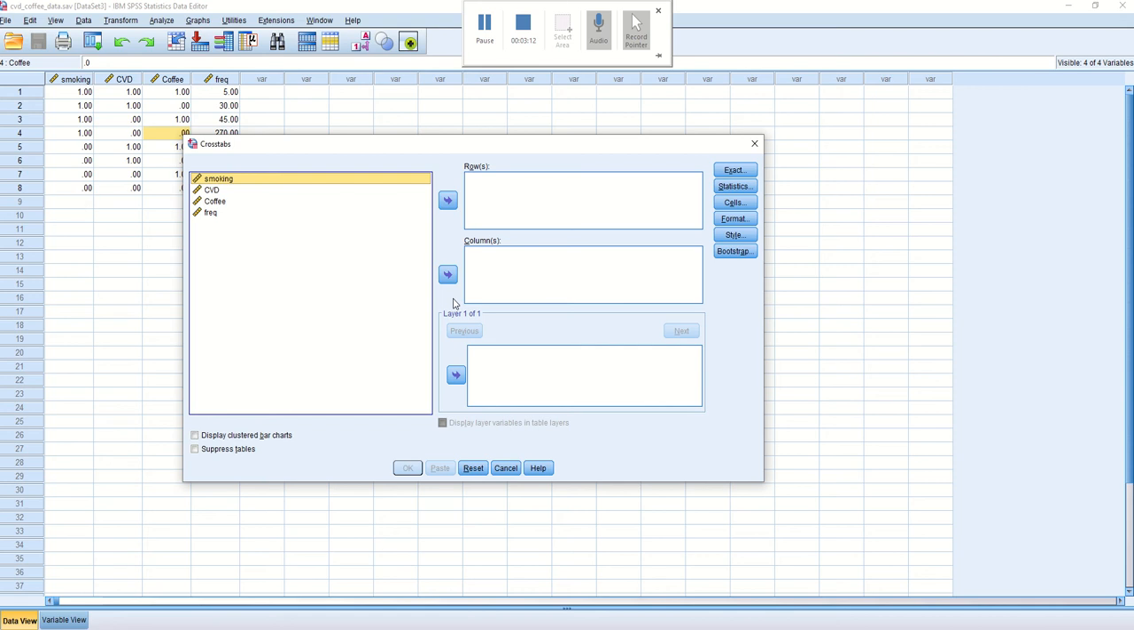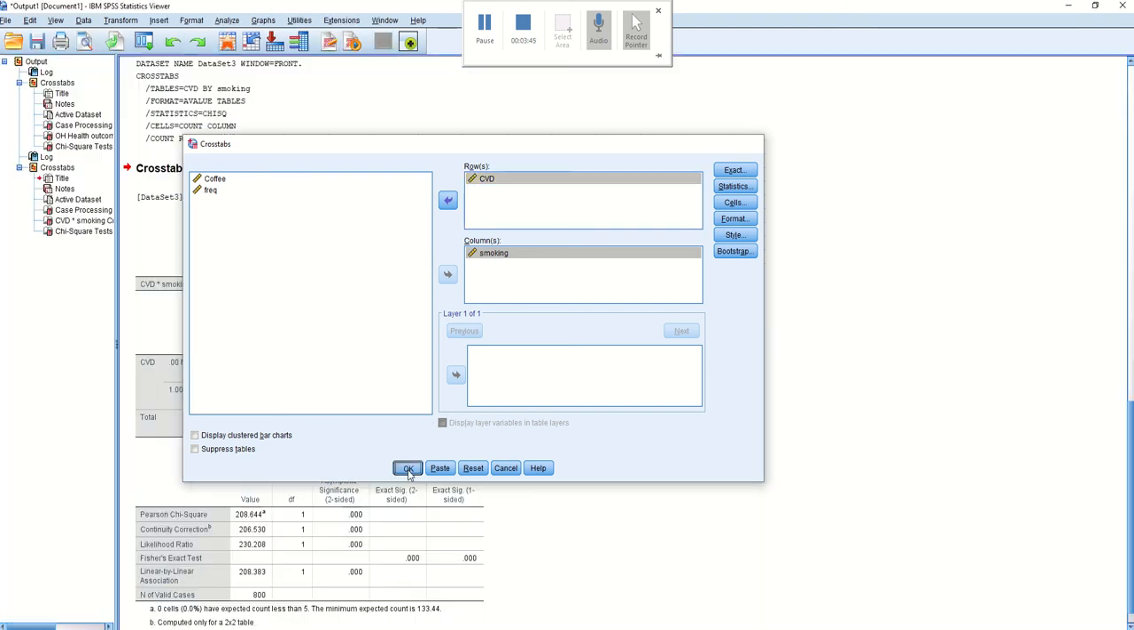What you're doing is creating a contingency table that has rows and columns, and you're going to decide what to put in the rows and what to put in the columns. Personally, I prefer to put the groups in the columns, meaning the groups I'm going to compare. So for me, I want to compare the smokers to the non-smokers, so I will put them in the columns. And my outcome is presence or absence of CVD, so I'm going to put it in the rows. For now, I'm not going to hit anything else. I'm just going to click the OK button.